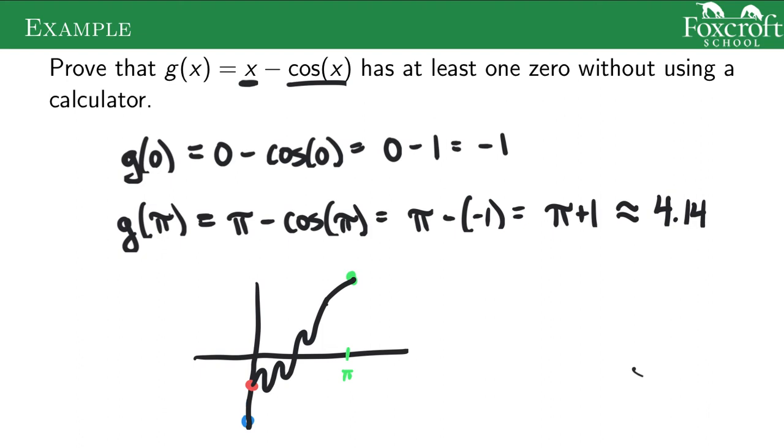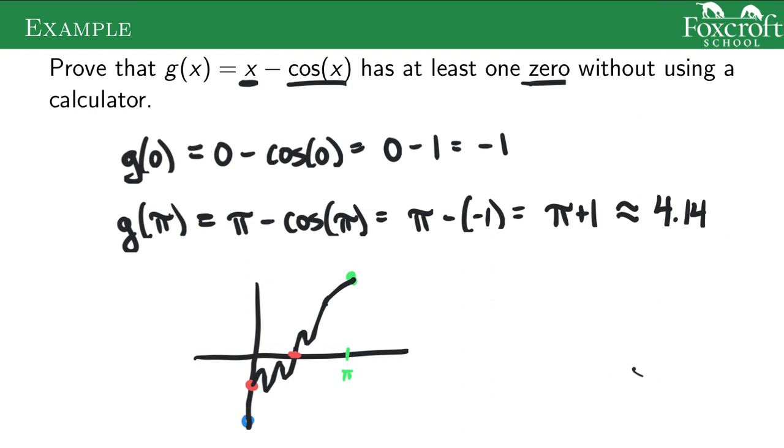And what happens, there's no possible way for me to get from red to green without crossing the x-axis at some point. All right, so this proves that there's at least one 0. All right, because at some point, if I had to go from a negative to a positive with a continuous function, I have to hit 0 at some point because 0 is between the negatives and the positives.